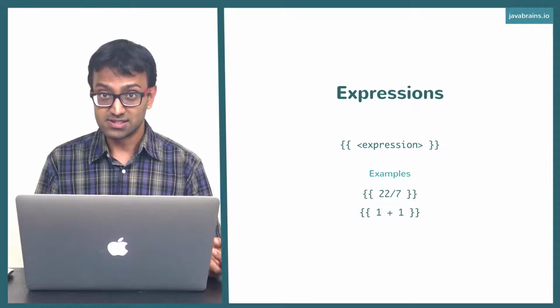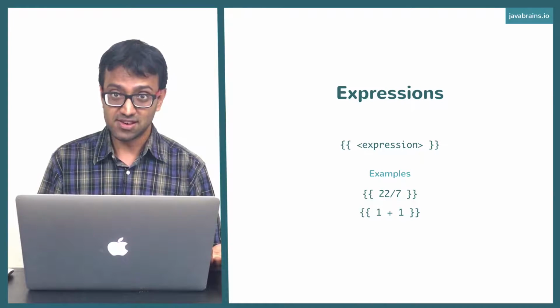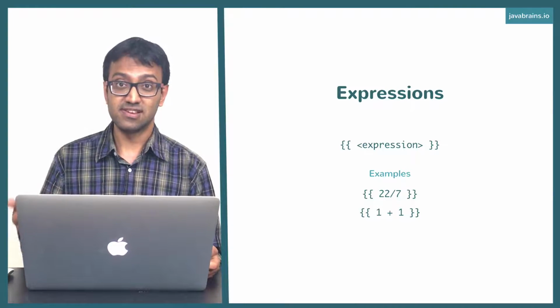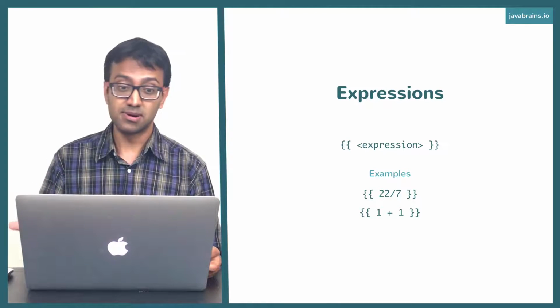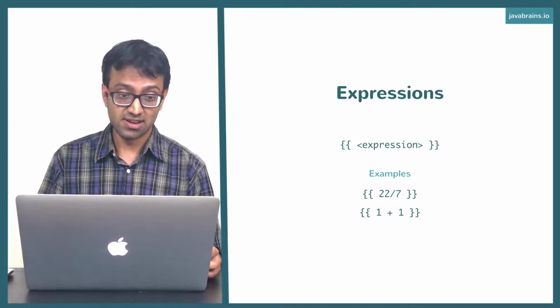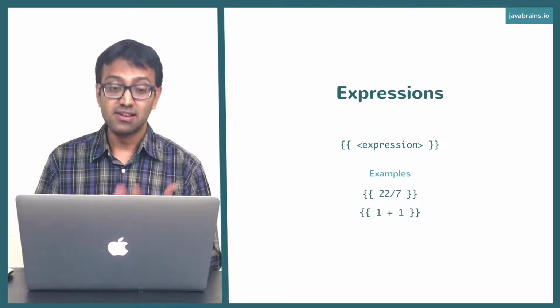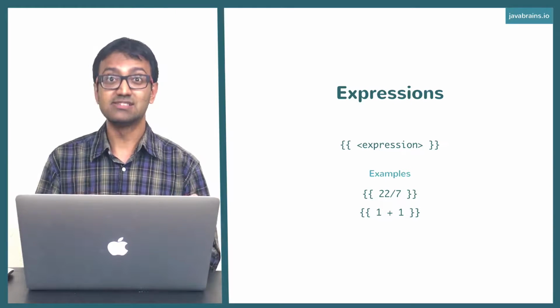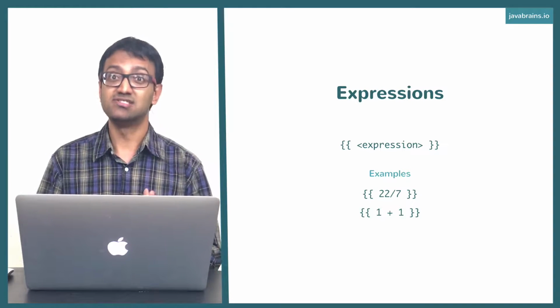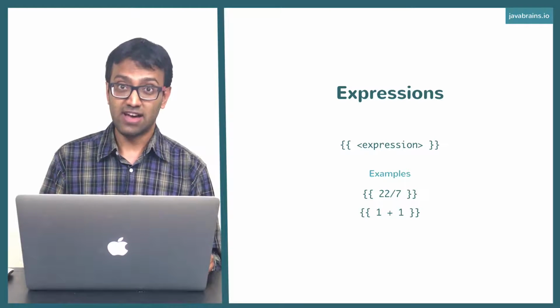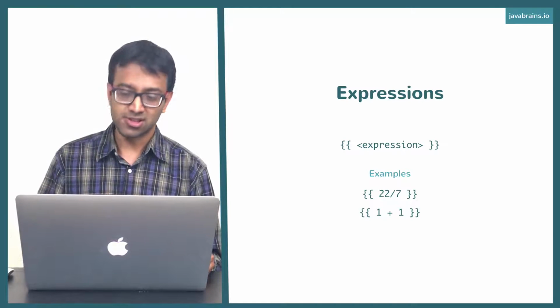Here are some expressions, examples. So 22 by 7 actually divides 22 by 7, gets the number, and then shows that in the expression. 1 plus 1 is going to be evaluated, and then show the number 2. So it does mathematical expression evaluations, as well as variable value resolutions, right? Angular is going to do that and put that value into the DOM.